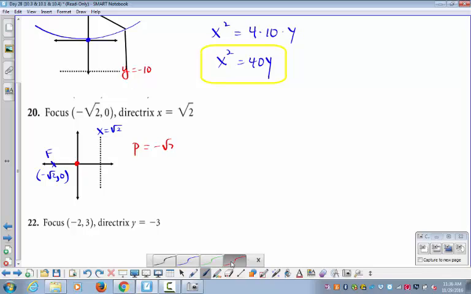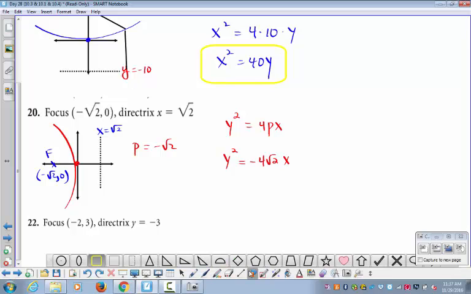Negative √2, because it does open to the left. It's opening left, so that means that p is negative. If it opens down or left, p will be negative. If it opens up or right, p is positive. So p will be negative. Parabola is something like that. So if it's opening sideways and the vertex is at the origin, the standard form that we're looking at is y squared equals 4px. Well, we found p. P is negative √2. So our equation would be y squared equals negative 4 √2 times x. That would be our standard conic form.